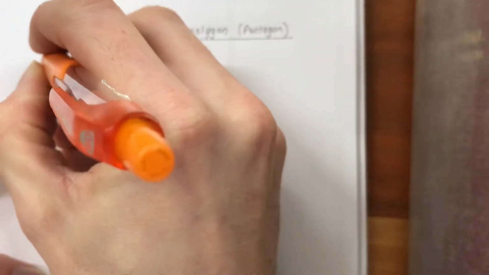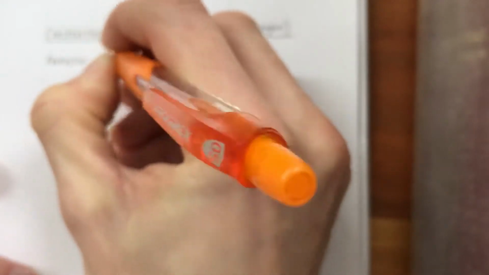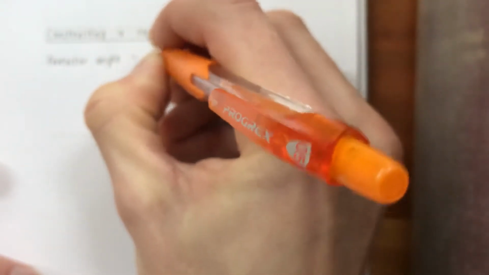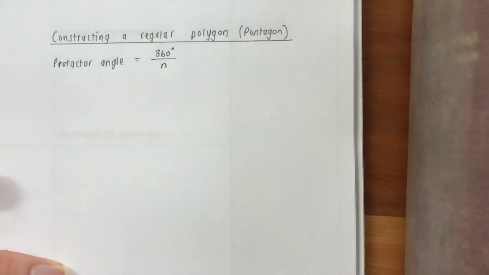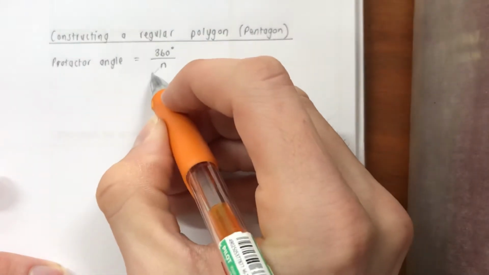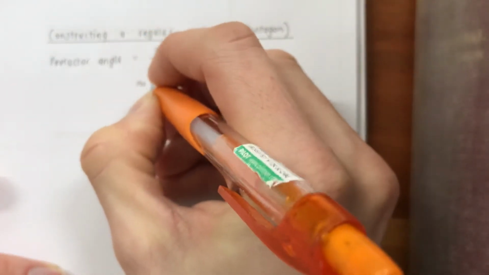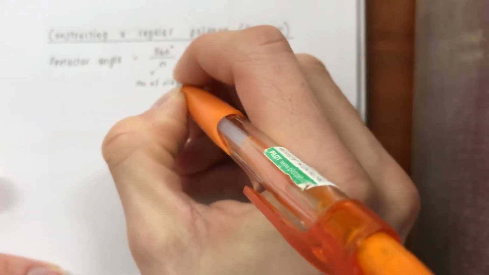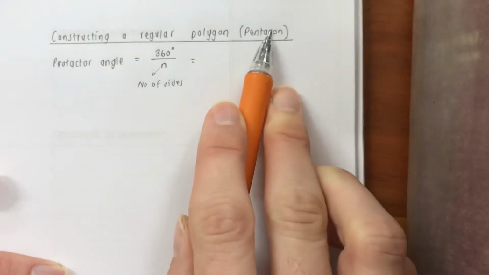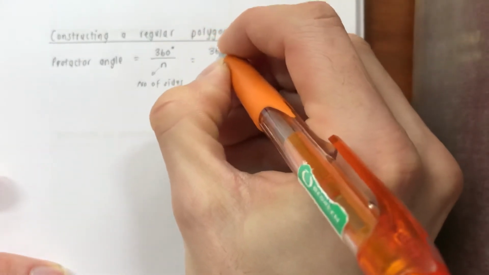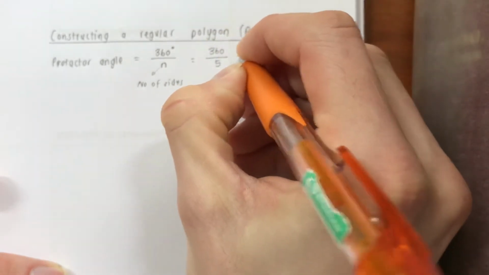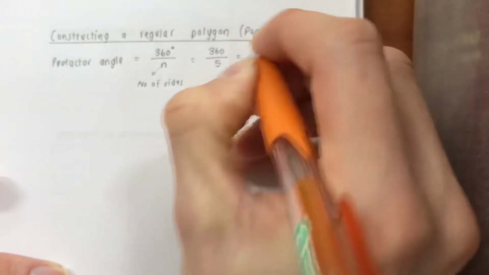So let's just call it protractor angle. It's equal to 360 degrees divided by n. Now n is the number of sides. Okay, let's just say here number of sides. Now if we are working with a pentagon, we know we have 5 sides, so we will say 360 divided by 5. That will give us 72 degrees.